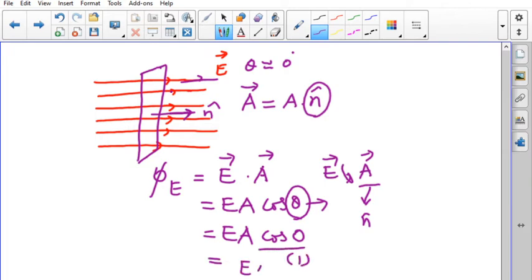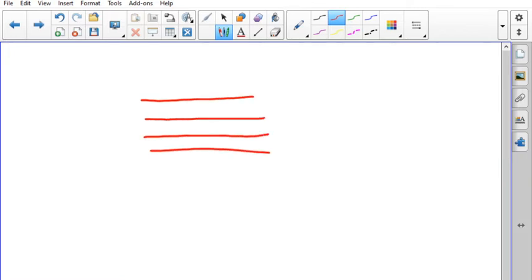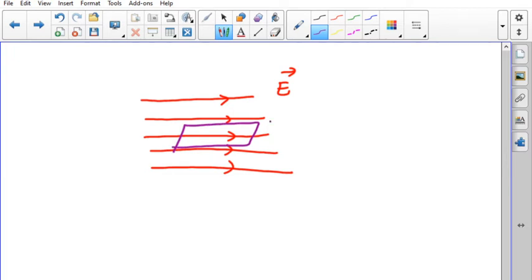Cos 0 is 1, so that is EA, that is phi E. Okay? Yes. Now let us take another position. In another position, it is again taken as a uniform field, and the uniform electric field is represented as E vector. Here the area is taken in this position. So this is the area.